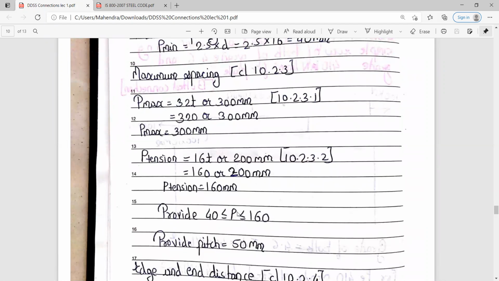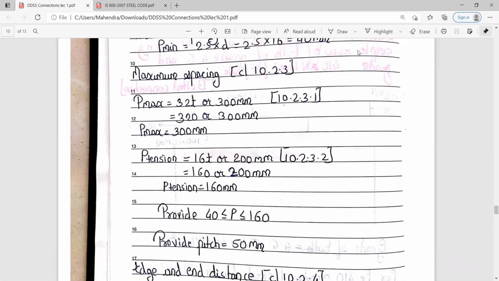So between both these values we have to provide pitch. So the pitch provided will be 50 mm. Between the two, we considered the value in between. So 50 to 60 you can consider. So we are considering a minimum 50 mm pitch distance. Yes, understood up till here? Anyone is having any doubts?